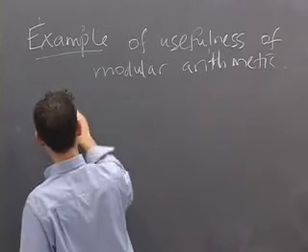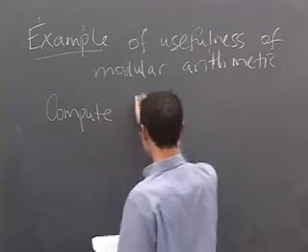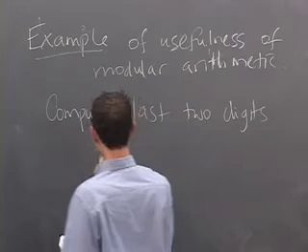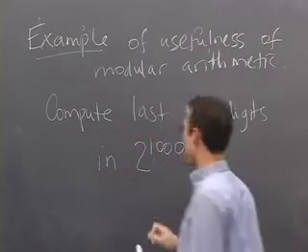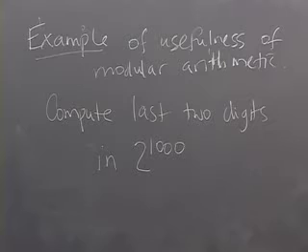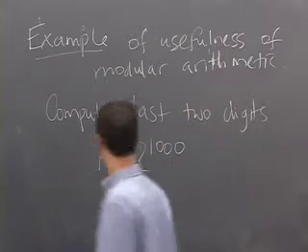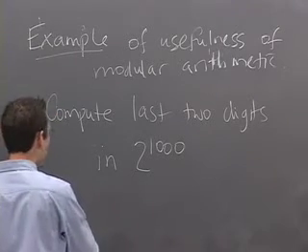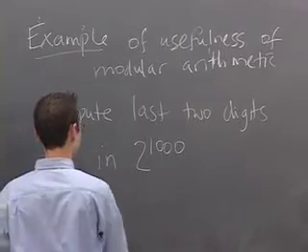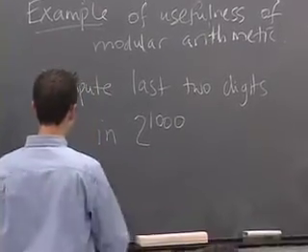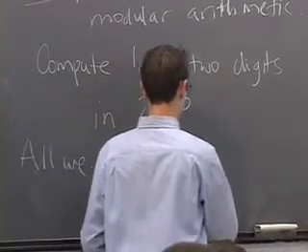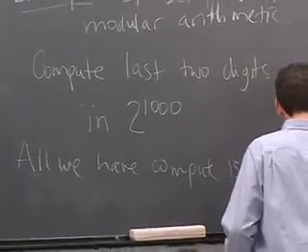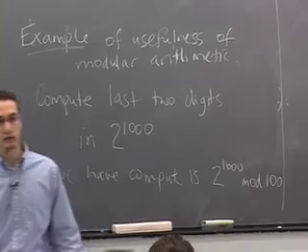So somebody tell me how to compute the last two digits in the decimal expansion of 2 to the 1,000. Go ahead. It's the remainder multiplied by 1. Exactly. So all we have to compute is the order of 2 modulo 100. All we have to compute is 2 to the 1,000 modulo 100, which makes the whole problem extremely manageable.